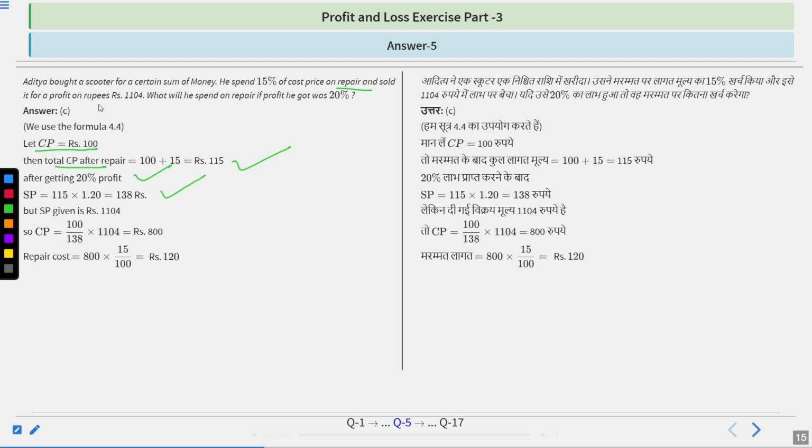But in the question it is given that the selling price of the product is 1104. So we can equate it: 1104 upon 138 multiplied by 100. So we get the cost price, which is 800. Now the repair cost. The question asked is, what is the repair cost? So repair cost will be 15% of the cost price. So 800 multiplied by 15 upon 100, which is 120 rupees. Okay. Next one.